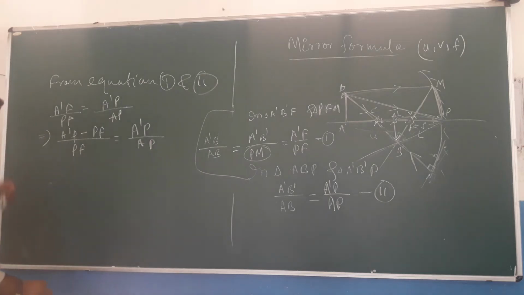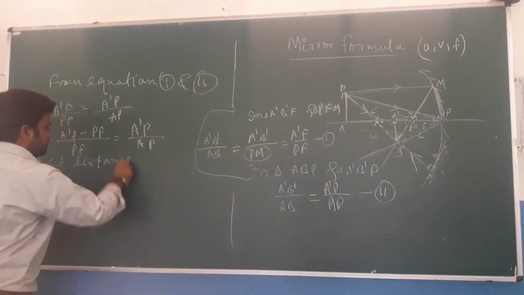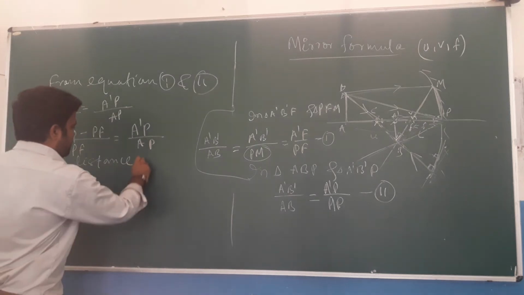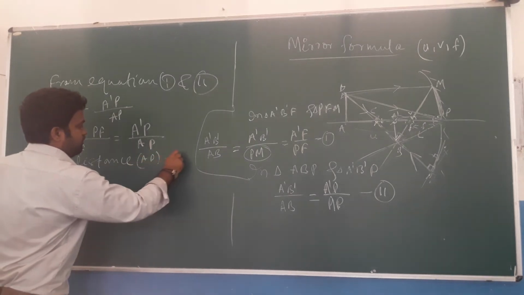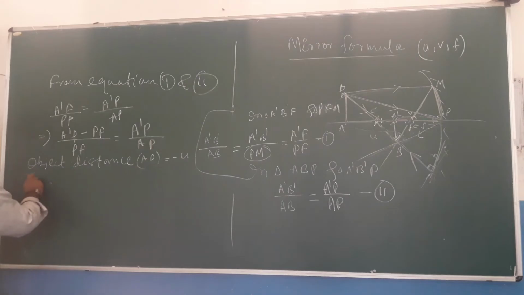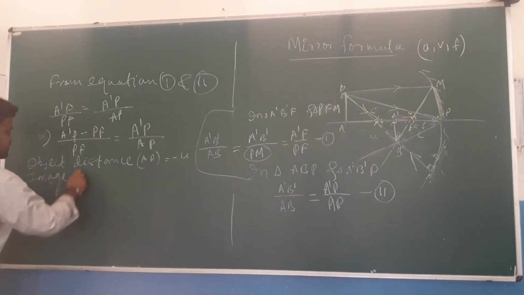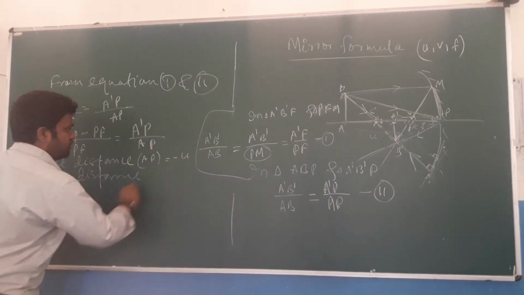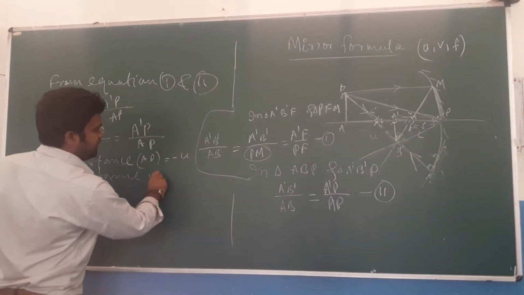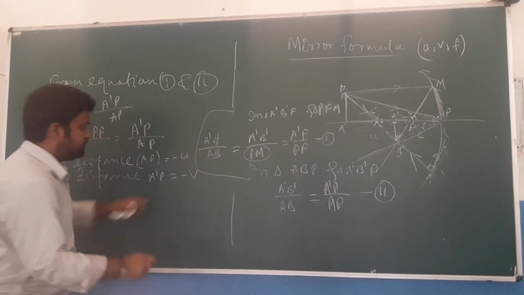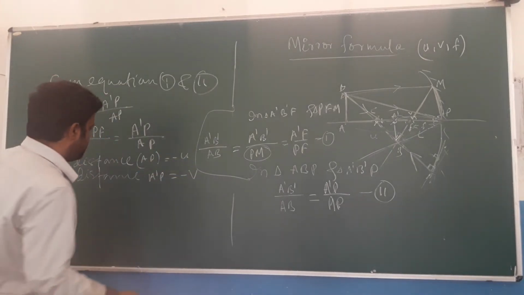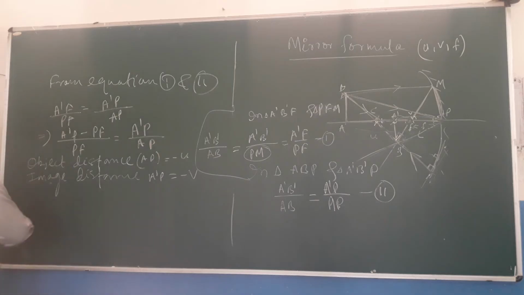So now we will use the sign convention. What will we use? We will use the object distance, that is here our AP, as minus u, and the image distance, which is A'P, we write as minus v. But remember, this minus v will not be the same for all mirrors, it will change.